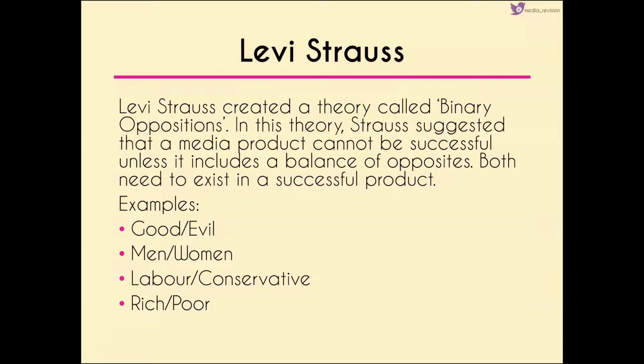Okay, Levi-Strauss then. So he created a theory called binary opposition, and this theory suggests that for a media product to be successful, it has to have a balance of opposites. Both of these opposites need to exist to make the product successful. So some examples could be a product containing both good and evil, or men and women, Labour and Conservative, rich and poor. So any product that exploits this uses this theory, and it's quite an easy theory to remember, but it's not one that's named by your exam board.